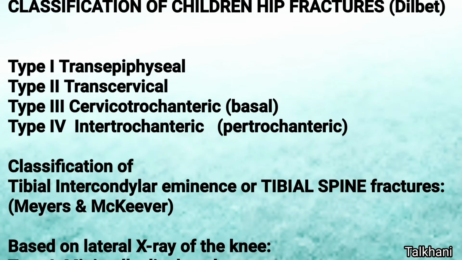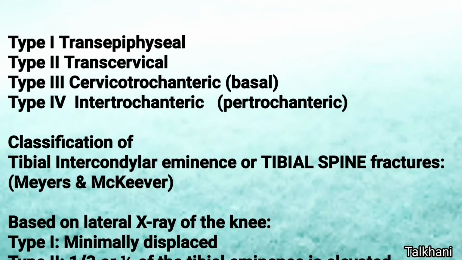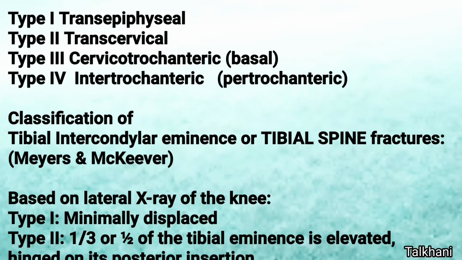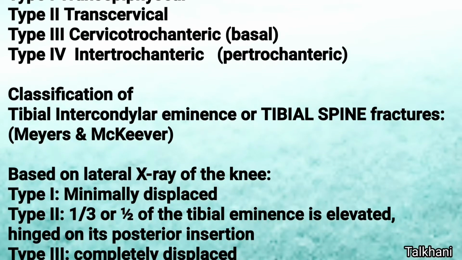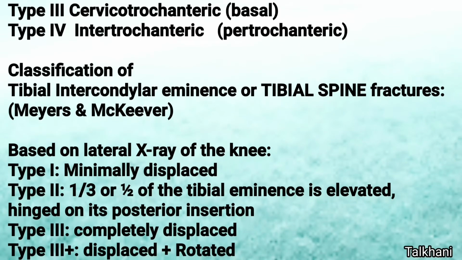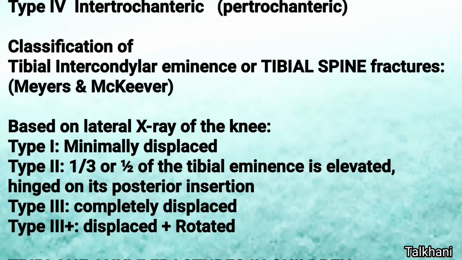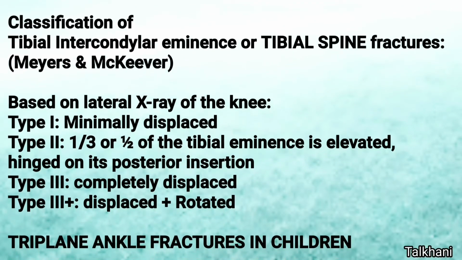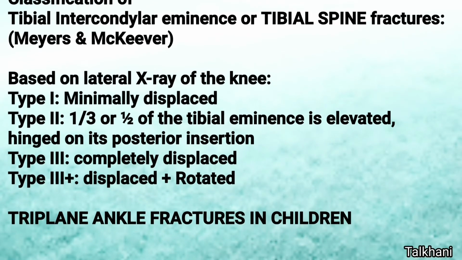Tibial intercondylar eminence fracture, or else called tibial spine fracture, is classified by Meyers and McKeever and is based on lateral X-ray of the knee. Type 1, minimally displaced. Type 2, 1/3 or 1/2 of the tibial eminence is elevated, which is hinged on its posterior insertion. Type 3, completely displaced tibial eminence fracture. Type 3 plus is displaced and rotated tibial eminence.